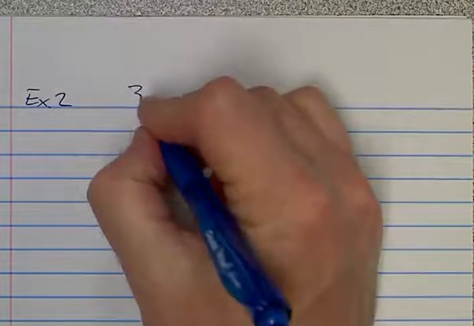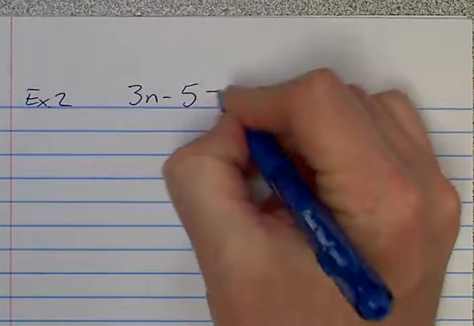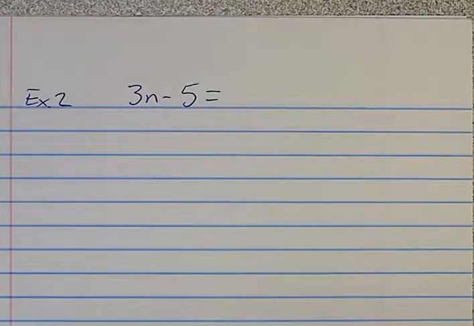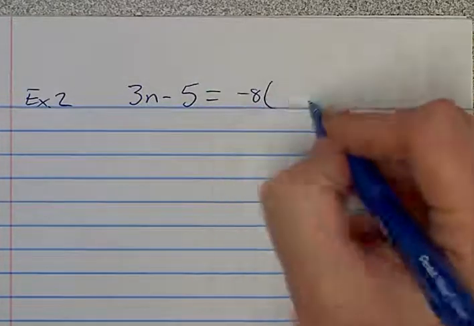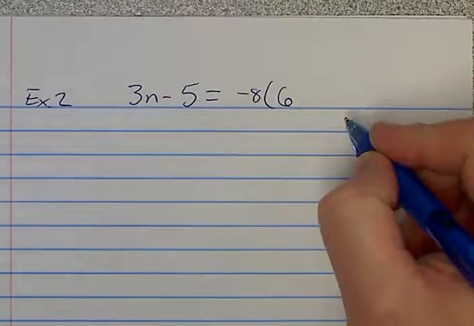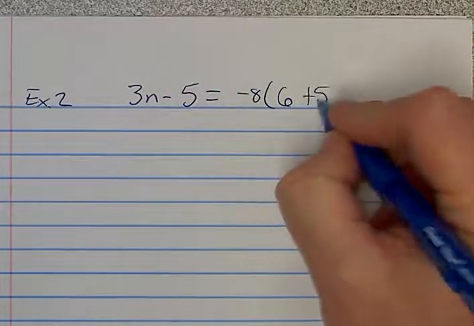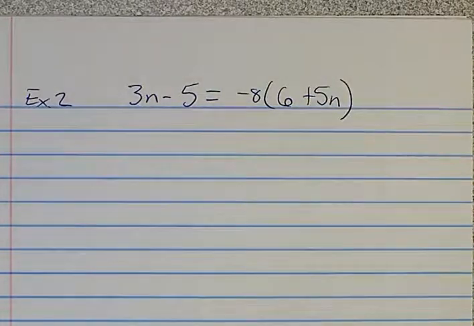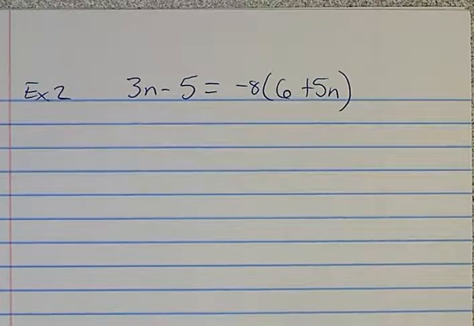Okay, so for example 2. Let's go with 3n minus 5 equals negative 8 times 6 plus 5n. This one will be good because it's got a little bit of distributive property like we did yesterday on one of the problems, but at the same time we're also going to have to move some variables around to get this thing worked out the right way.